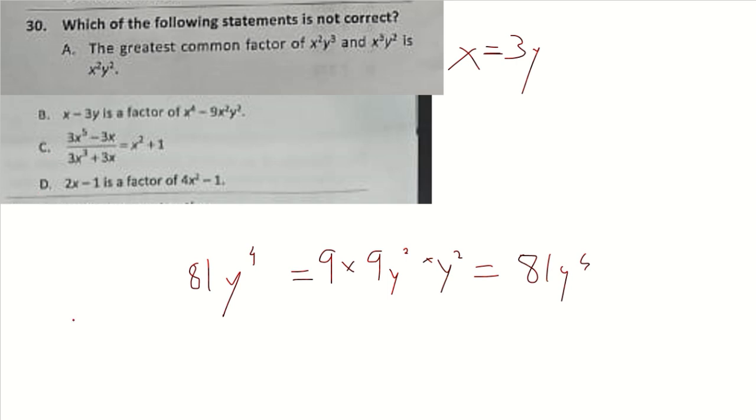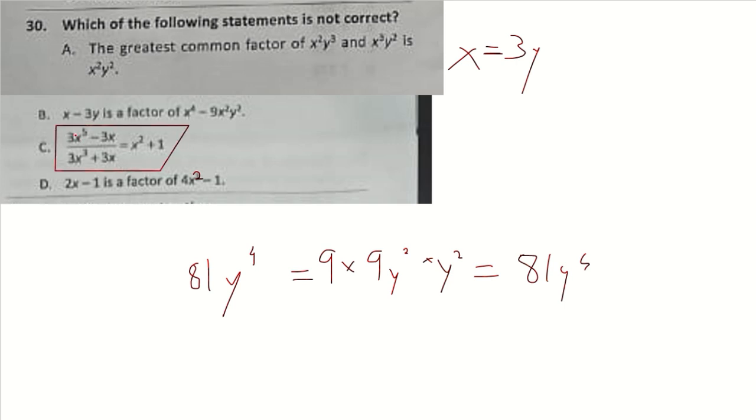Now the fourth one, 2x minus 1 is a factor of 4x square minus 1. That is also correct. You will be able to find it. Again, same thing. 2x minus 1, 2x is equal to 1. x is 1 by 2. 4x cube minus 1. x cube is 1 by 2, whole cube is 1 by 8. Oh, sorry, this is x square. The power is not written, the image is not very clear. It is 4x square. x square is 1 by 2, whole square is 1 by 4. 4 by 4 is 1, 1 minus 1 is 0. So option C is the incorrect one.